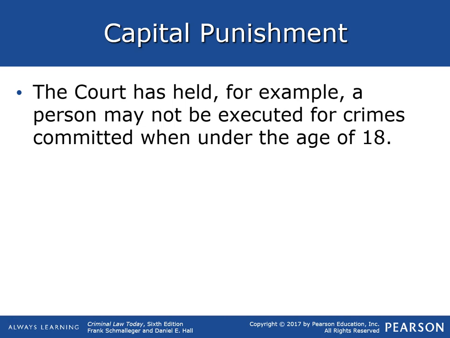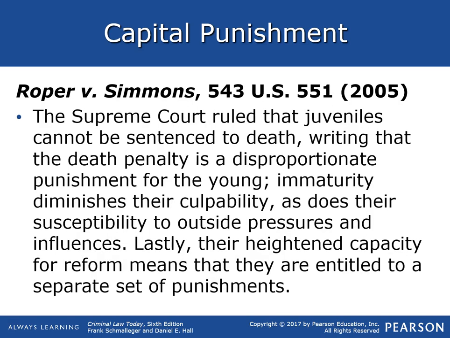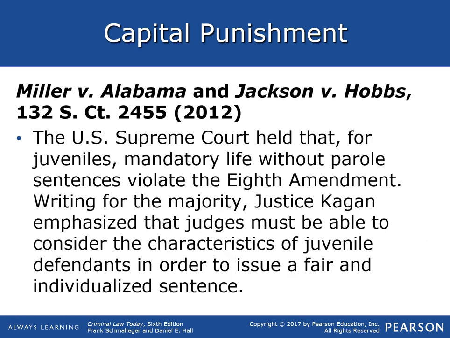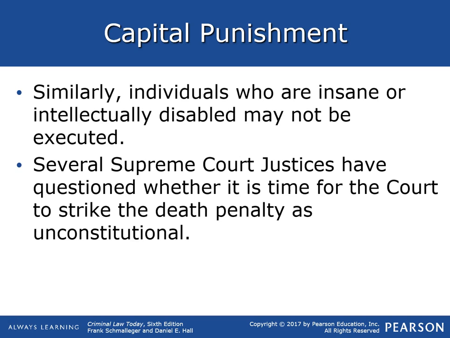And the court has held, for example, also that a person may not be executed for crimes committed when they are under the age of 18. And there are some cases that I put in here for you to look at. One is Roper versus Simmons. The second one is Graham versus Florida. And the last one is Miller versus Alabama and Jackson versus Hobbs, that deal with juvenile cases as it relates to capital punishment.